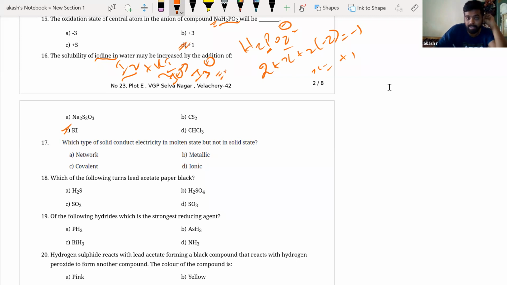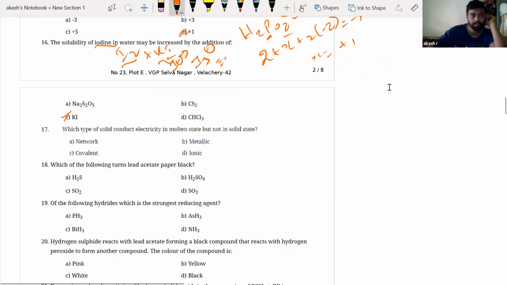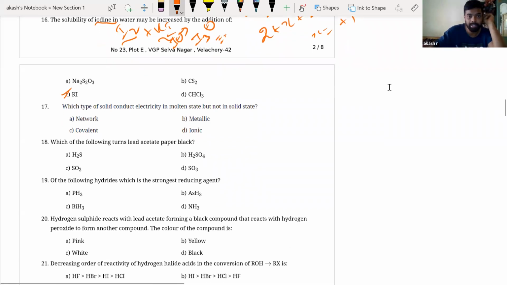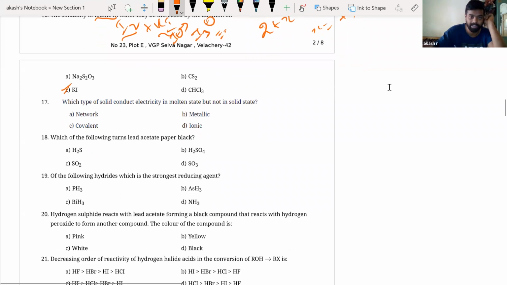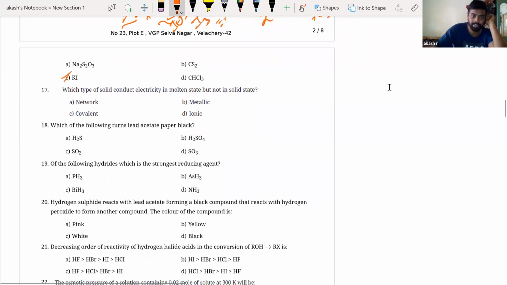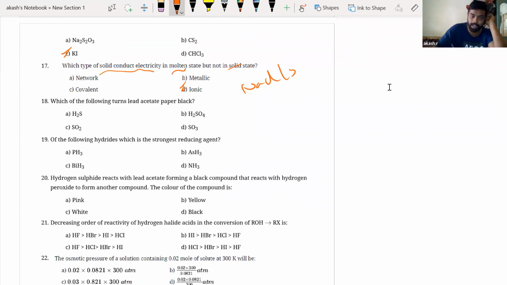And I3 minus, since it is ionic, it will dissolve in water. Okay. All right. Next. Which type of solid conducts electricity in molten state but not in solid state? Obviously ionic. Right? I know NaCl in solid state is not a conductor, but when I go into liquid state, that is say molten state or aqueous state, then it is a good conductor of electricity.